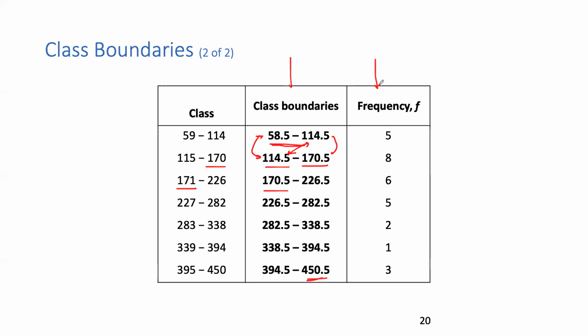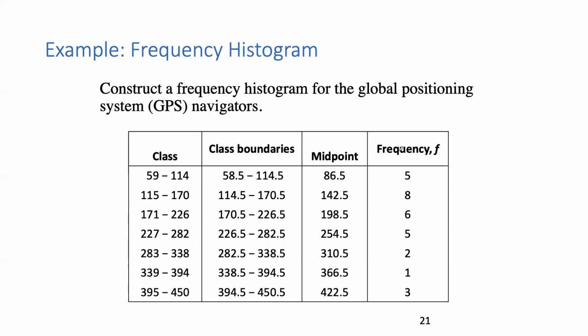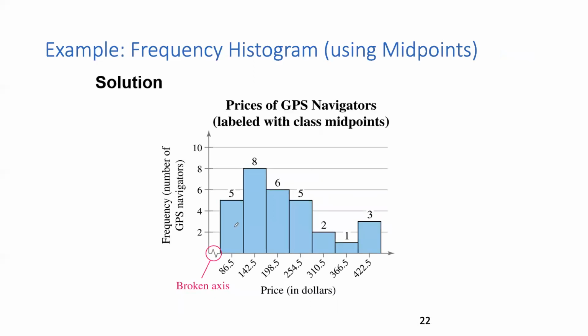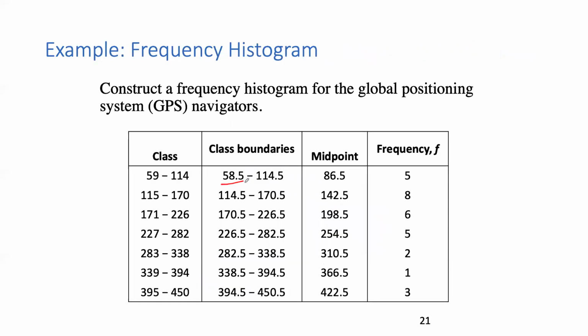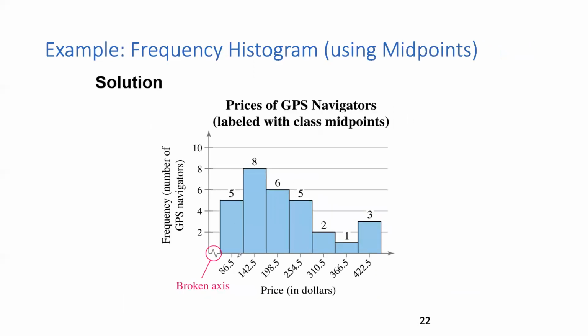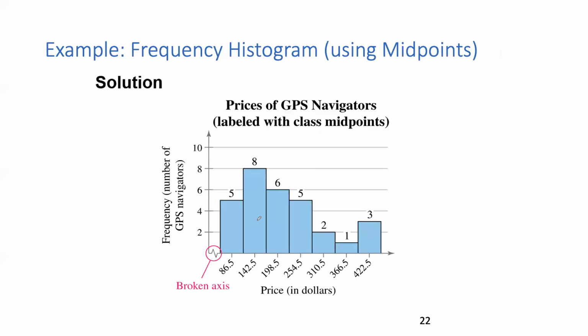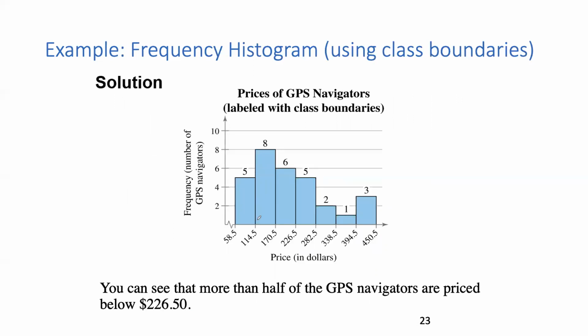I know the frequencies, those are not changing. And now I can use this to basically graph this out, okay? I'll show you two methodologies of graphing this. So here's one, right? So the first class is starting at 58.5. The first class boundary, the lower class boundary is at 58.5, right? So this is where the labeling is coming from, 58.5. It ends at 114.5. So I know that this is 58.5 to 114.5. And the height of the first bar represents the frequency of the first class, which is 5. Okay, so this is how I get this first rectangle here, okay?